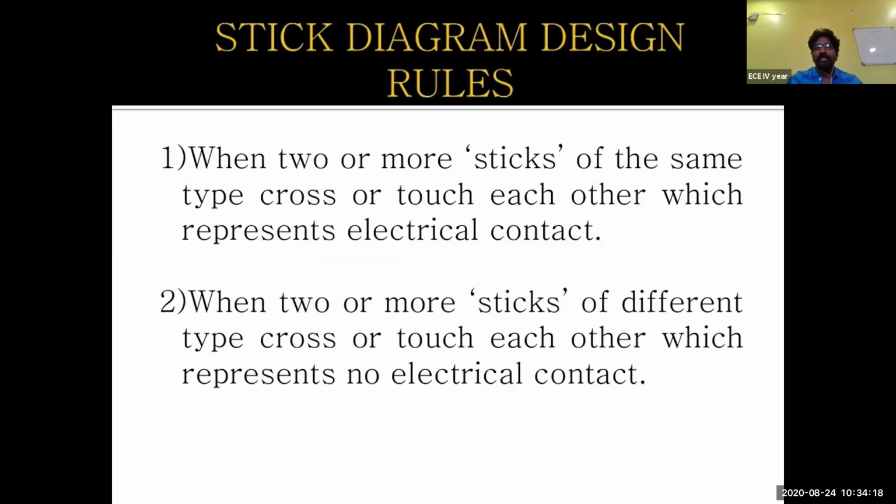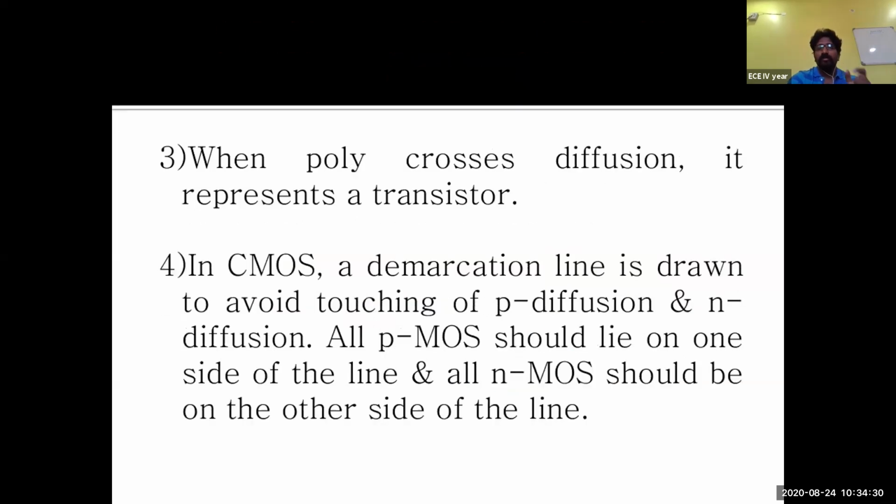And the second rule is that whenever different kinds of sticks cross each other or touch each other, then definitely there will be no electrical contact. So in order to make an electrical contact, we should use a contact there to make it an electrical contact. Then the third rule: whenever a poly crosses a diffusion, it represents a transistor. So if you don't draw a polysilicon upon the diffusion, then we cannot call it a transistor.